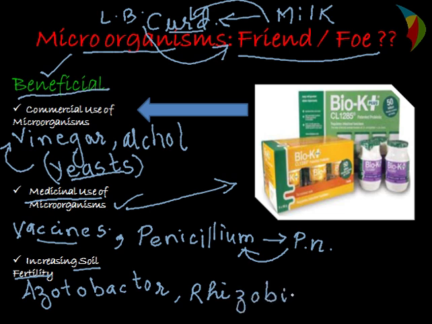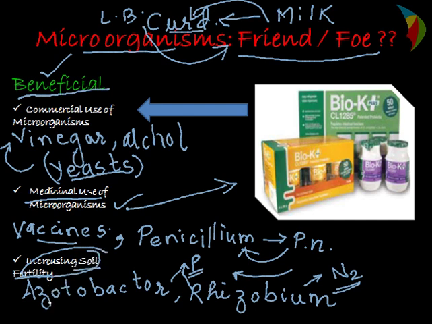Right? Rhizobium. These are mainly the two microorganisms which help in the proper growth of plants. They fix nitrogen from the air and transfer it to plants. Okay, so in this way they are also helpful in increasing soil fertility. So this was regarding the beneficial part.